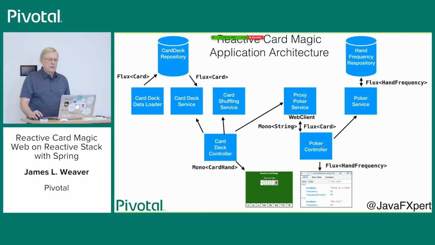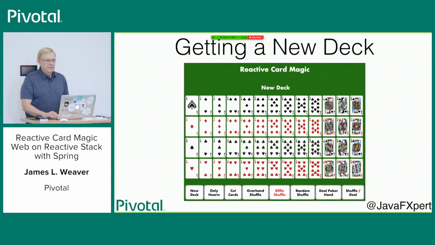And so then the poker controller called the poker service, which then scored the hand, said, well, what kind of hand is this? And then also put it into this hand frequency repository, so that every time a hand is identified and classified, it's put away into a repository so we could later get a frequency distribution of what hands were dealt. So anyway, it's an application that has controllers, services, uses fluxes and monos, reactive streams to be able to asynchronously, with non-blocking back pressure, pass data around, and so that's where we're going to be playing here. So getting a new deck, yes.